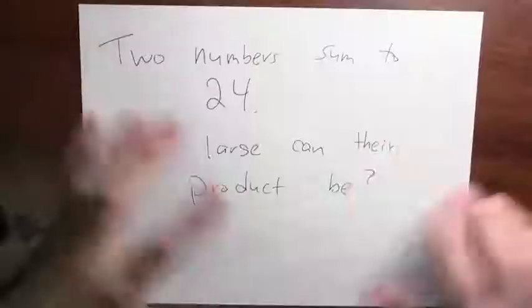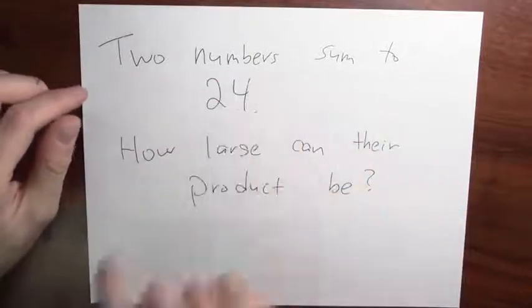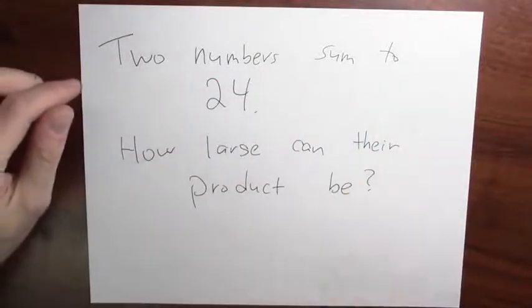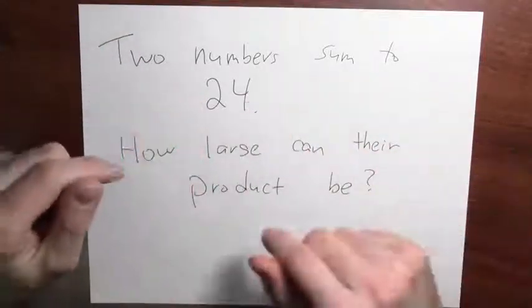Here's kind of an old-timey puzzle about numbers. Suppose you've got two numbers which add up to 24. How large can their product be? When you take those two numbers that add up to 24, how big of a number can you get when you multiply them together? This is an optimization problem, so let's draw a picture.